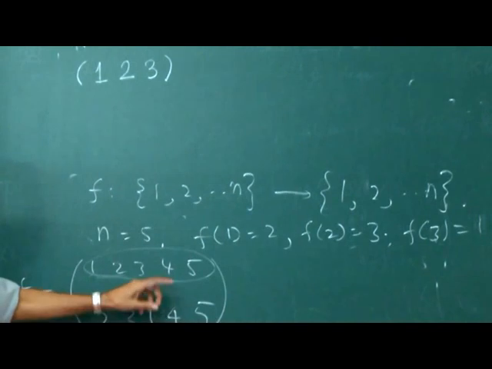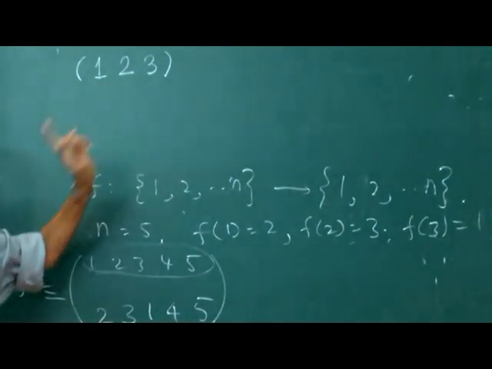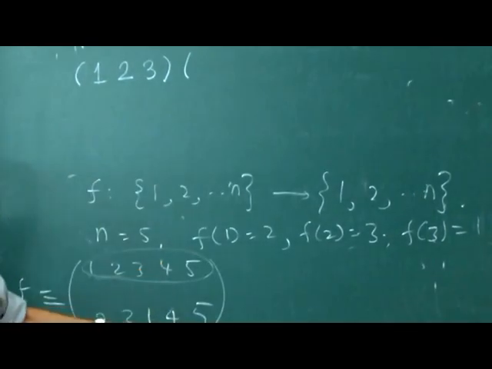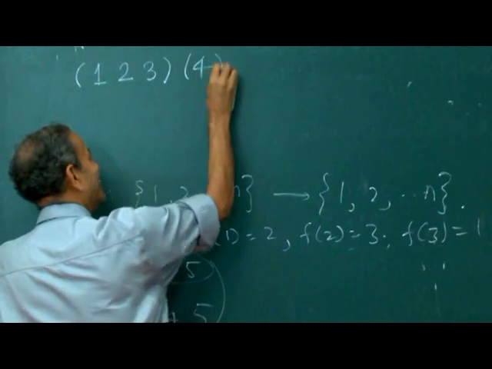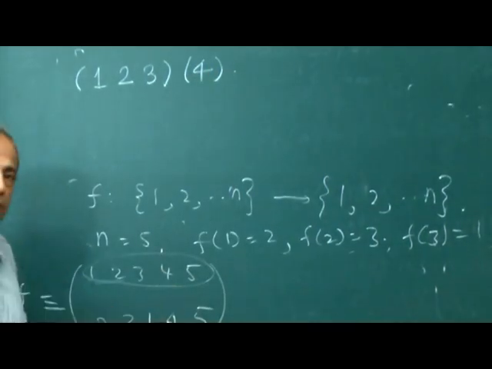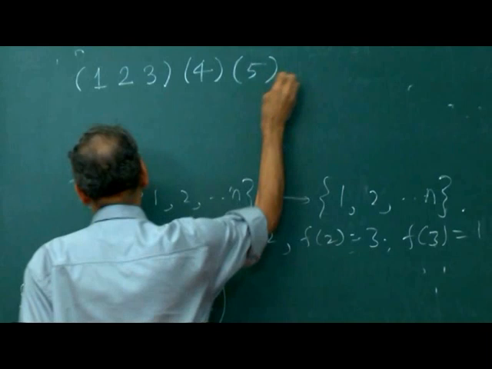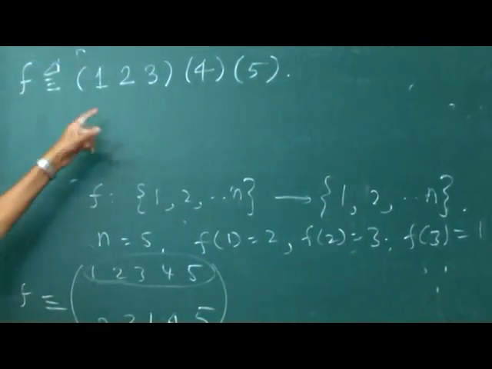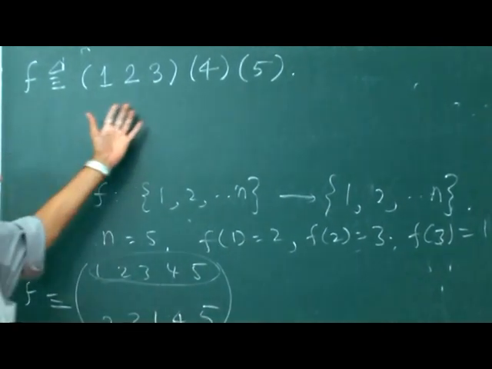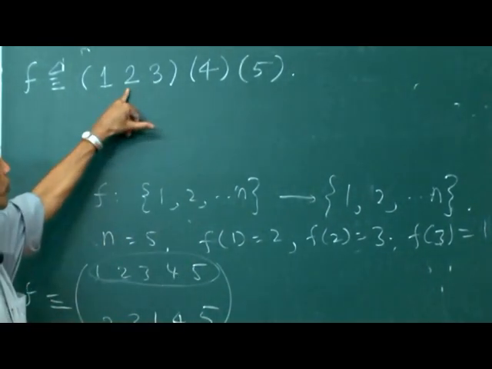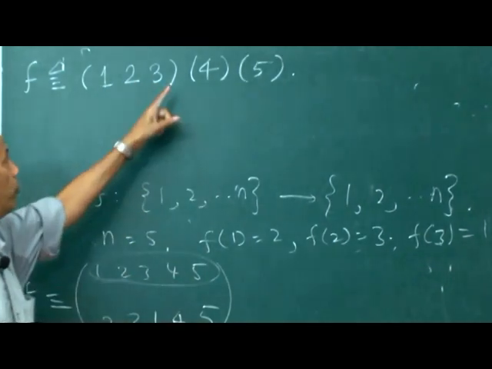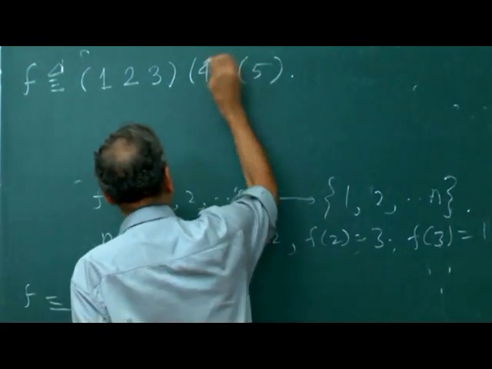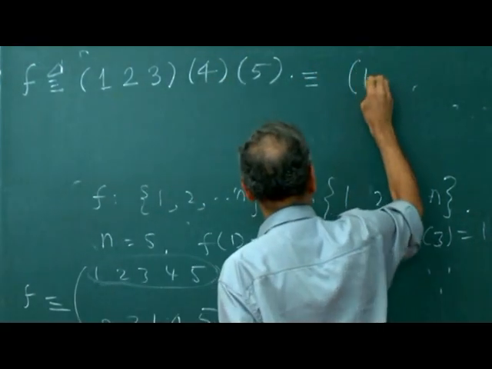Then pick up the letter which has not appeared so far, so letter 4. Now look at 4. 4 is going to 4, so I'll just write it down like this. And 5 is going to 5. So the same function f, I am going to describe in the shorter form. Looking at this, you know that 1 is going to 2, 2 is going to 3, 3 is going to 1, 4 is going to 4, 5 is going to 5. So many times I will drop this 4 and 5 and write it as (1 2 3).